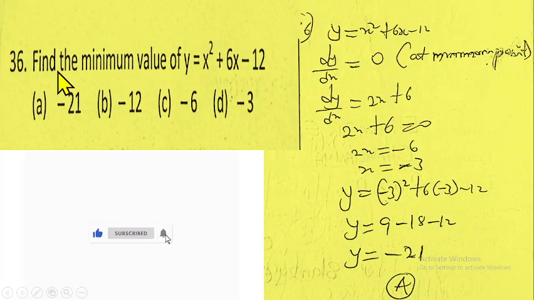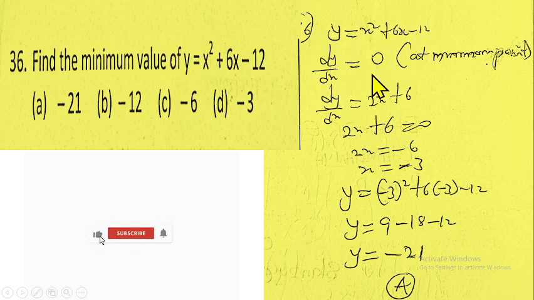Question number 36, you have to find the minimum value of y equals s squared plus 6s minus 12. So it's quite simple as well. You know that this is a quadratic graph. At the minimum point of this graph, the gradient of this graph will be 0. So dy/ds will be 0.